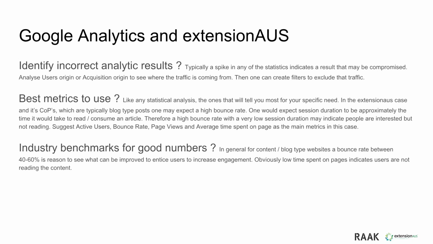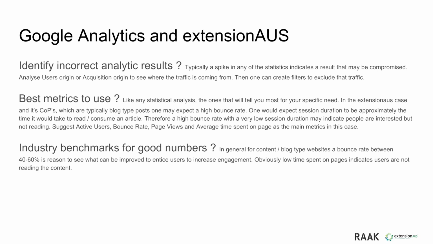What are the best metrics to use? Well, it's like any other, I guess, statistical analysis, the ones that will tell you most for what you require. In your case, or in the community practices case, which are typically blog type posts, as I said before, you may expect a high bounce rate. You would expect the session duration to be approximately as long as it would take to read something. Therefore, a high bounce rate with a low session duration may indicate people are interested but not reading. I suggest active users, bounce rate, page views, and average time spent on page as the main metrics in this case.